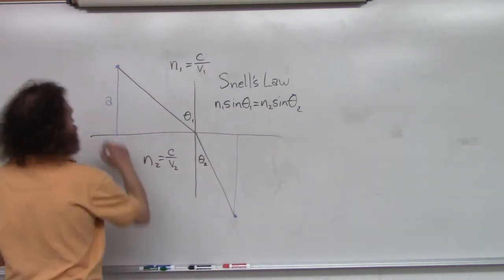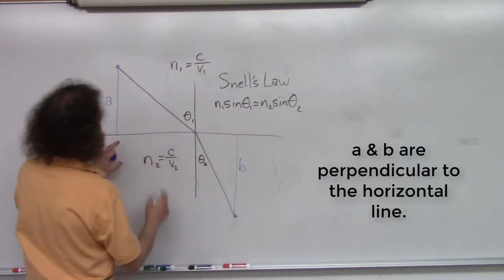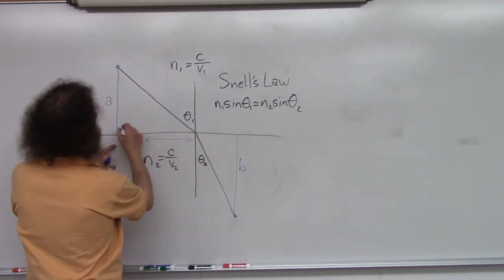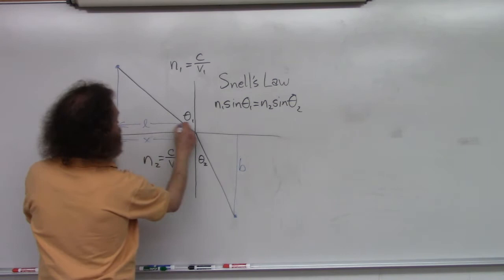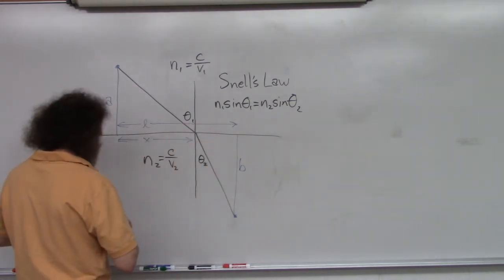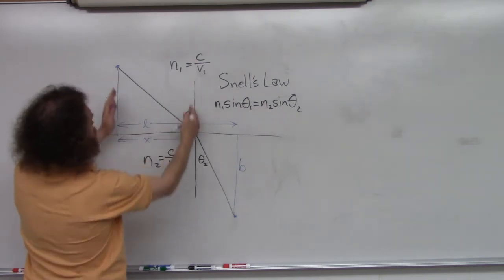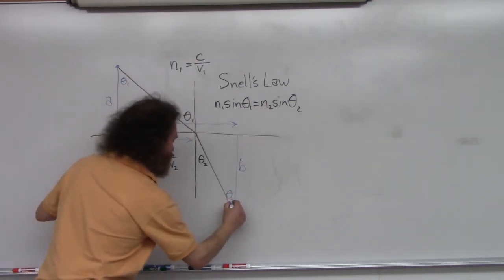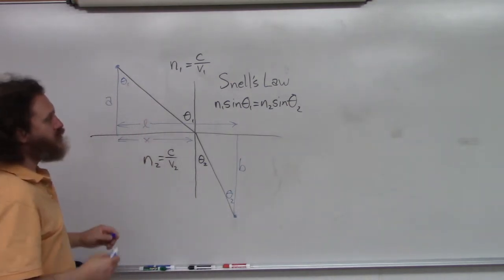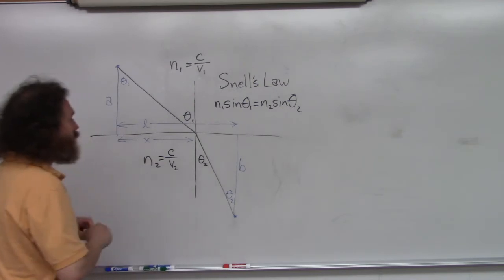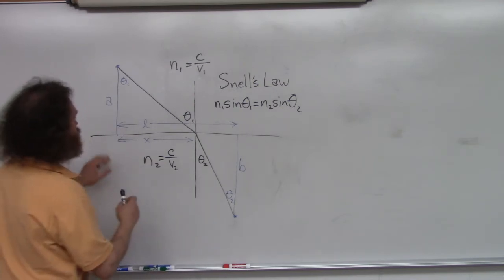Call this distance A and that B. Let's call this X. And then this whole distance L. Okay? And another thing you notice is that since these lines are parallel, this is theta 1 and that's theta 2. Okay, so I'm gonna do a derivation that utilizes some geometry here.